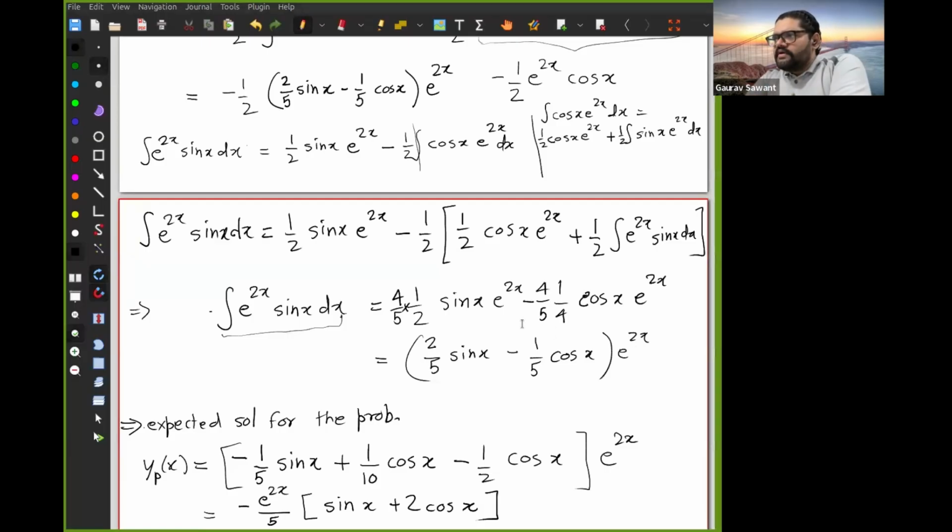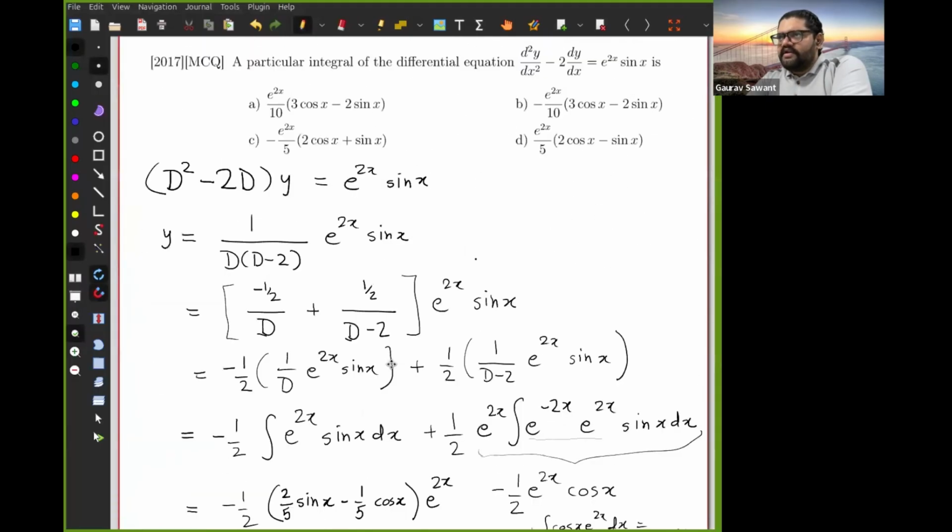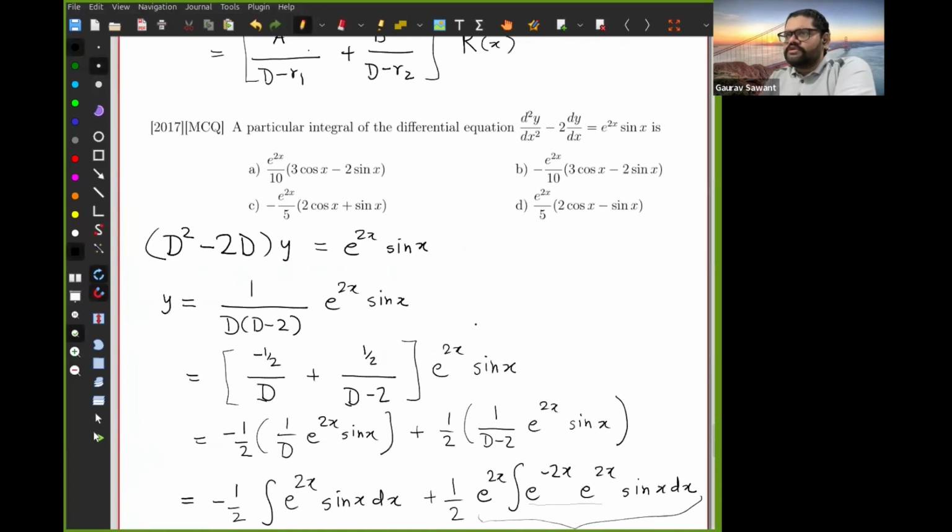And if you look at the solution, option C is the only one which offers that solution. It will be written in a different order. It has like 2 cos x plus sin x, and we had written it sin x plus 2 cos x. So this is correct. Okay.